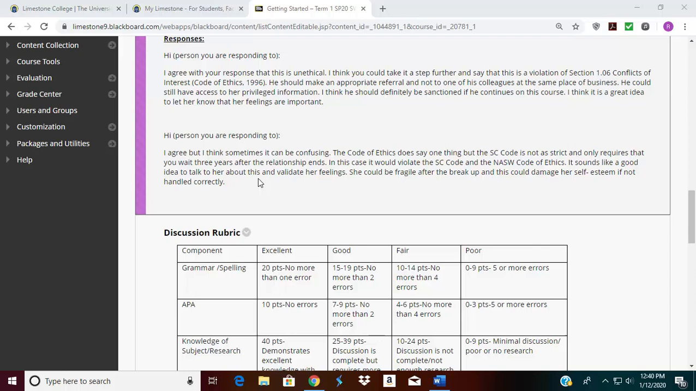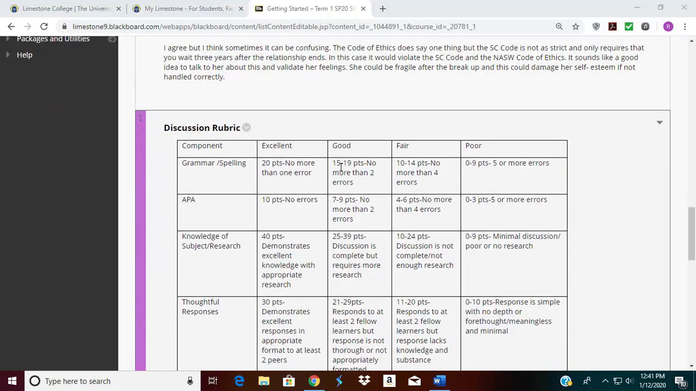Now, what this person failed to do is give me the published date for the South Carolina Code of Ethics, what particular area that they were talking about, but they did reference something. So I just want you to have an understanding of that.